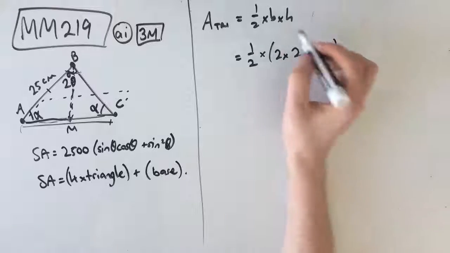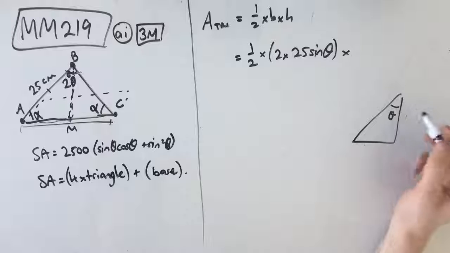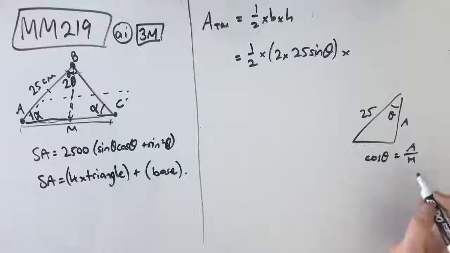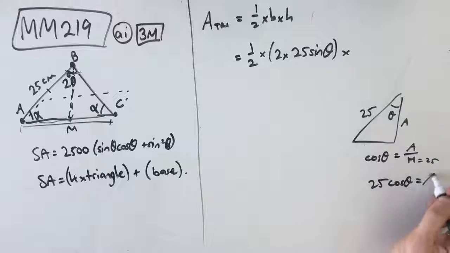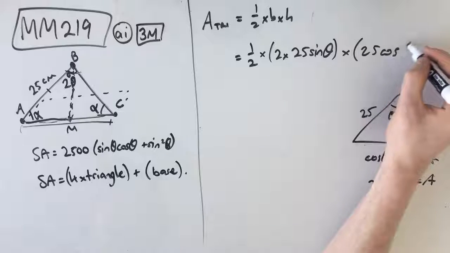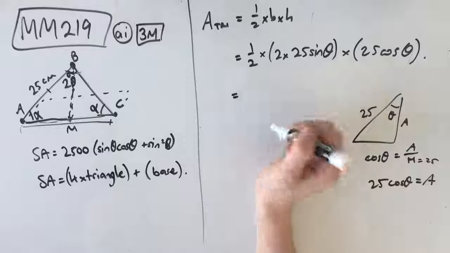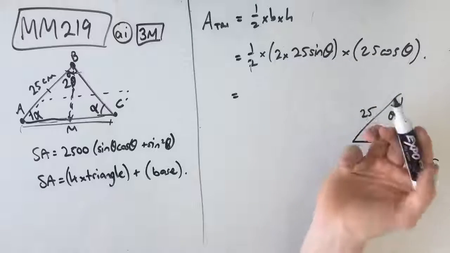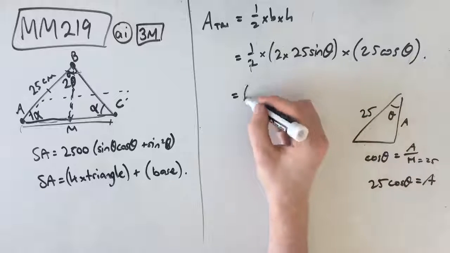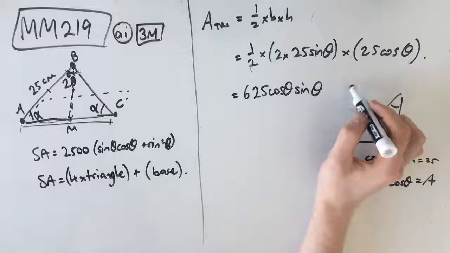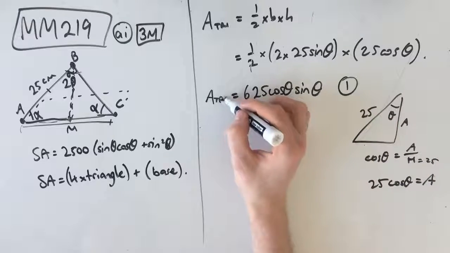Awesome. Now we need our height, right? So let's go back to our triangle. We know that our angle is theta and our side is 25. And this time we're looking for adjacent, right? So we know that cos theta is equal to adjacent over hypotenuse, which means that our hypotenuse is going to be 25. So 25 cos theta equals adjacent. And adjacent in this case is our height. So that means that our height is going to be 25 cos theta. Awesome. So where we go from here is we multiply our half by 2 times 25. So our half and our 2 can just cancel because half times 2 is just 1. So then 25 sine theta times 25 cos theta is 625 cos theta sine theta. Doesn't matter which order you do it in. Now this is a 3-mark question, guys. So this is our first mark, is figuring out the area of one of these triangles.